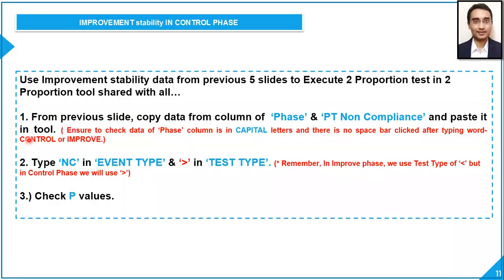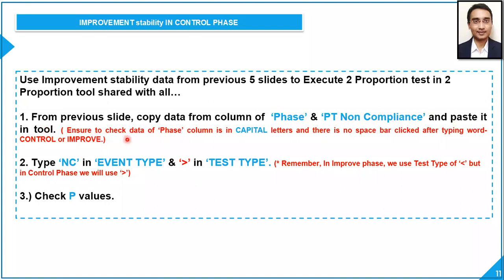Here we have a few instructions. Use the improvement stability data from the previous slides to execute the two proportion test in the two proportion tool shared with you all. Copy data from the column of phase and PT non-compliance. We already talked about that because these are two important columns for us. We are going to copy the data from these columns and paste it in the tool, which we already shared with you.